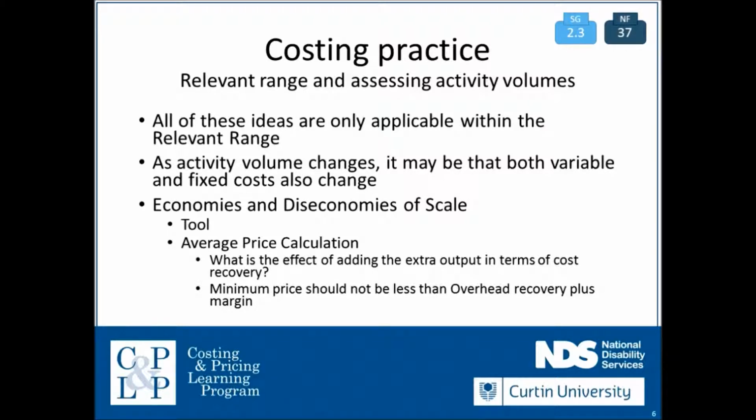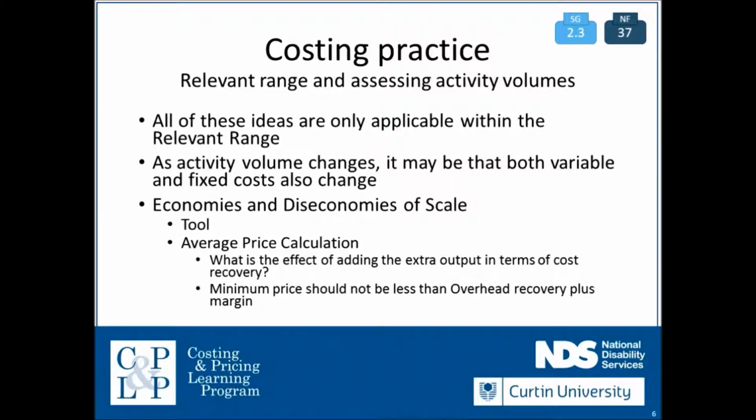As I said before, you might even, depending on how big your organisation becomes and how quickly, need to take on new computer systems or replace other financing or other systems that you might have in your organisation. All of these things mean that as you move from one relevant range to the next, your fixed asset cost base rises and therefore you have a change in the cost of your activity.